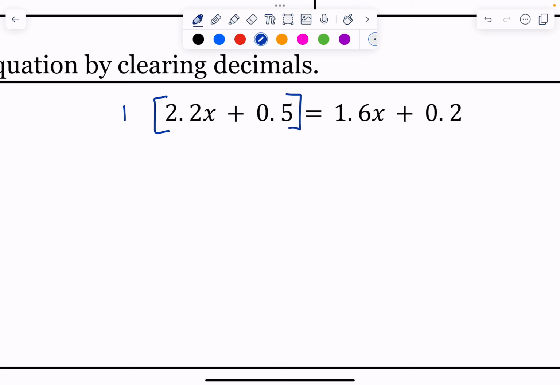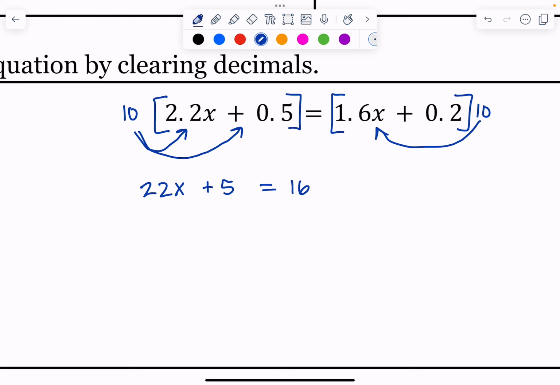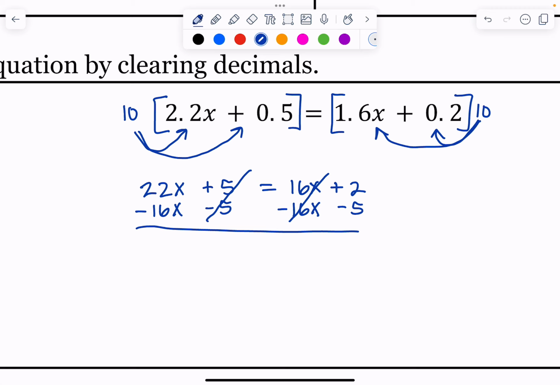So on the left side, if I multiply by 10, I need to multiply by 10 on the right side as well. So here, that's going to give me 22x plus 5 equals 16x plus 2. I'm going to subtract 16x on both sides. I'm going to subtract 5 on both sides just at the same time.